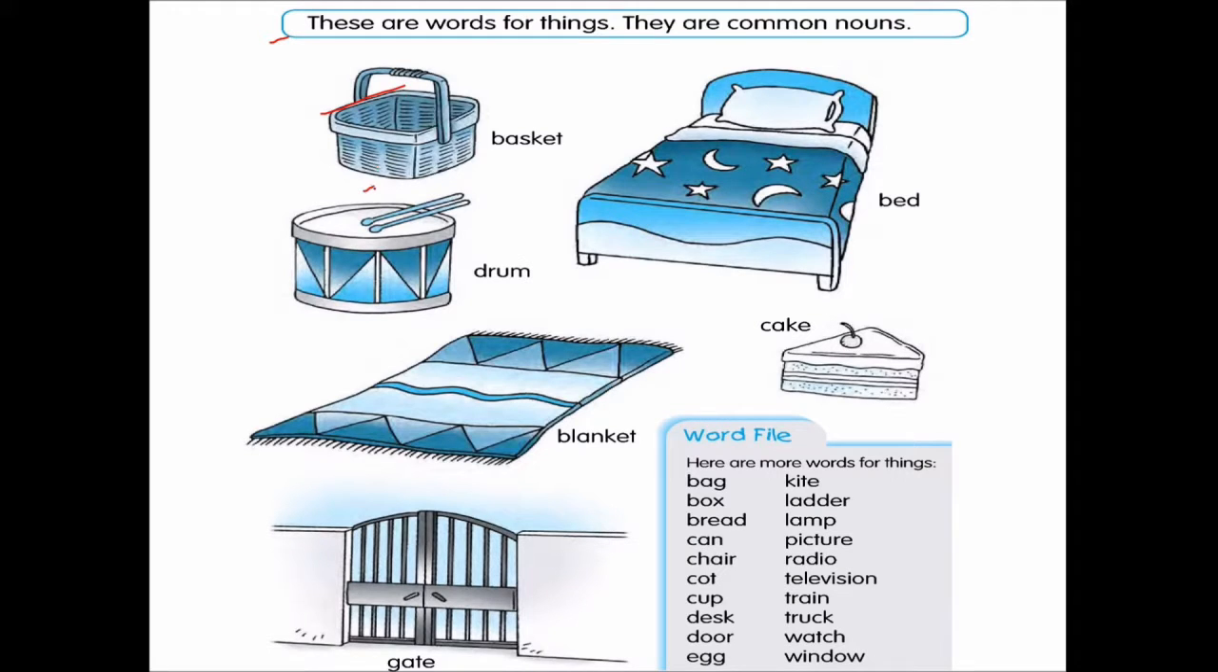And these are words for things also. These are also common nouns, like basket, drum, bed, blanket, cake, gate, bag, box, bread, can. Not that can, but a can, like a Pepsi can. Then chair, cot, cup, desk, door, egg, kite, ladder, lamp, picture, radio, television, train, track, watch, and window.